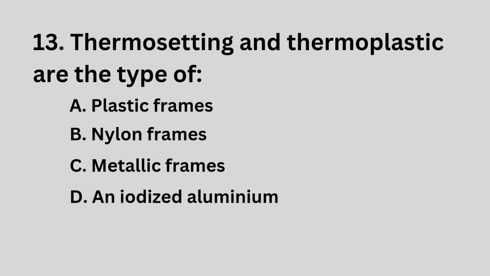Next question, thermosetting and thermoplastic are the types of option A, plastic frames. Option B, nylon frames. Option C, metallic frames. And option D, anodized aluminum. Correct answer is option A, plastic frames.